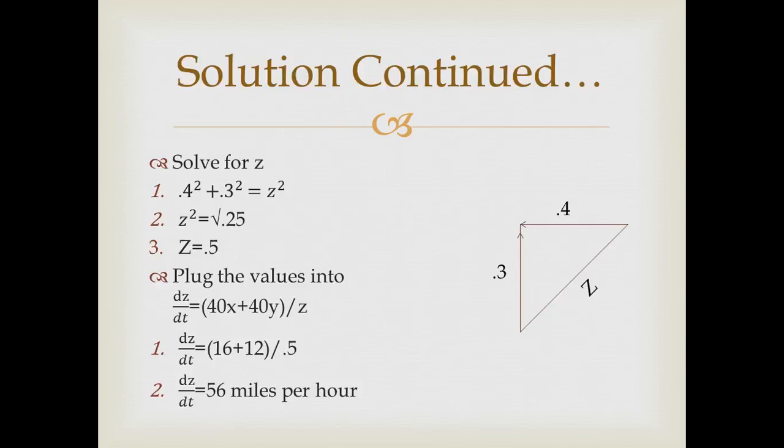This is where we use the Pythagorean theorem also. With the measurements given at the beginning of 0.4 miles and 0.3 miles, we will square both of those and add them together, and that is 0.25, and the square root of 0.25 is 0.5. So z is going to be equal to 0.5 miles. When we plug these values into the equation that we have for dz/dt, we end up with 56 miles per hour as the changing rate for how fast they are approaching each other.